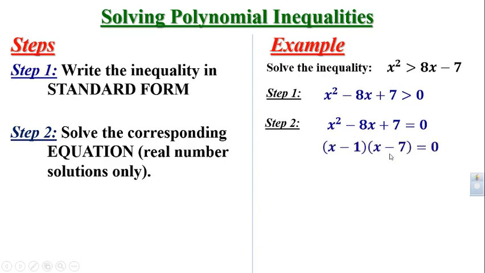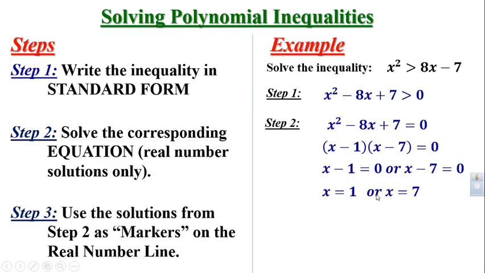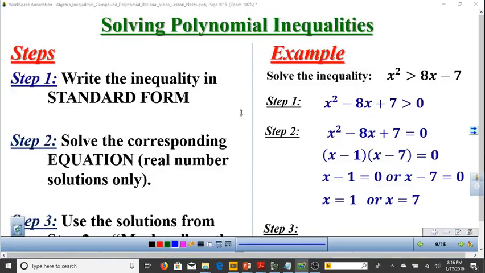I choose to factor here, and so we get x minus 1 times x minus 7 equals 0. We set each factor equal to 0 and solve for x. Those numbers, I'm going to call them markers. So I'm going to put them on a number line. So that's my step 3. I'm going to take my solutions from step 2 and put them on a number line in order from least to greatest, of course, so that my markers now are 1 and 7, and I'll put them on the number line.